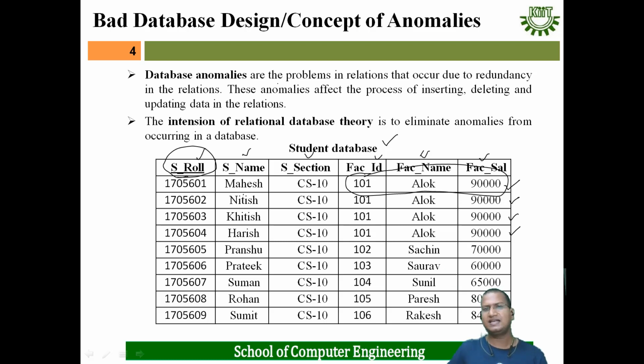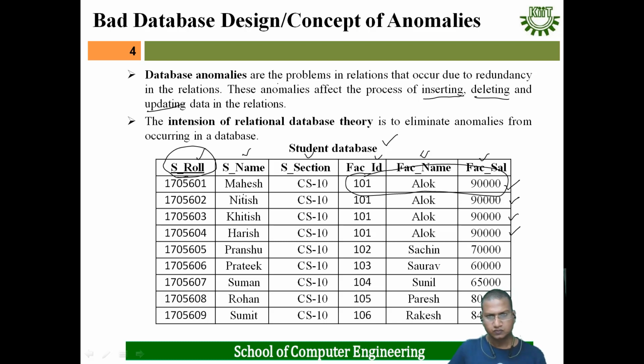Now we'll see anomalies. Generally, there are three kinds of anomalies. During insertion, if a problem happens, that is known as insertion anomaly. During updation, if a problem happens, that is known as updation anomaly. And during deletion, if a problem happens, that is known as deletion anomaly. Now we will see each one.